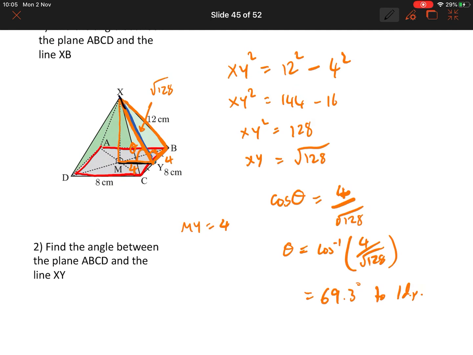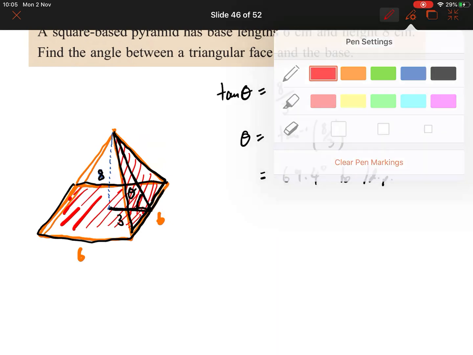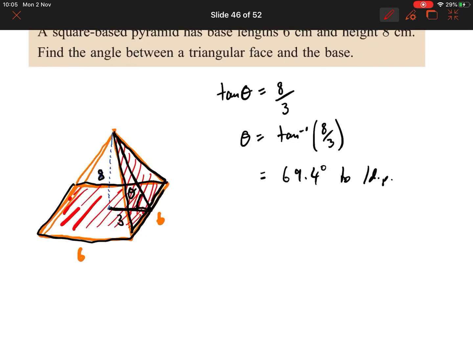Okay, so you can find the angle between a line and a plane, but also between two planes, by just finding out which lines are going to help us do that. Okay, so I hope that that's pretty straightforward and pretty easy.